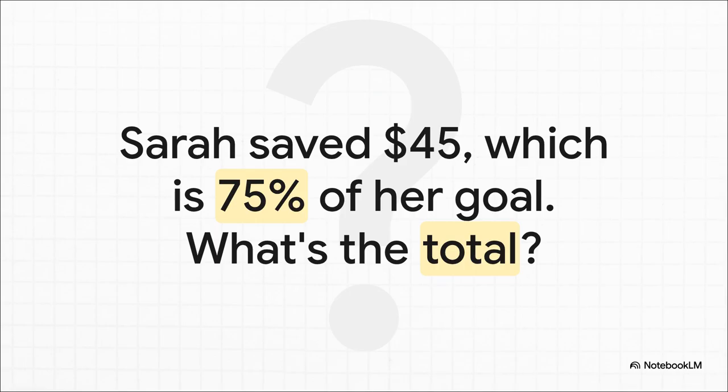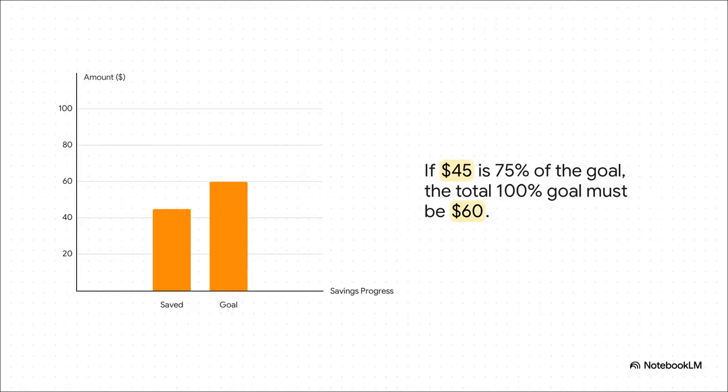Let's try one more. This one's a little trickier. Sarah has saved $45, and we know that $45 is exactly 75% of her goal. So what's the full 100%? What's her total savings goal? If you work it backwards, you'll find that if $45 is 3/4 of the way there, her total goal has to be $60. It's pretty cool, right? Understanding percents lets you figure out the whole story, even if you only know one part.